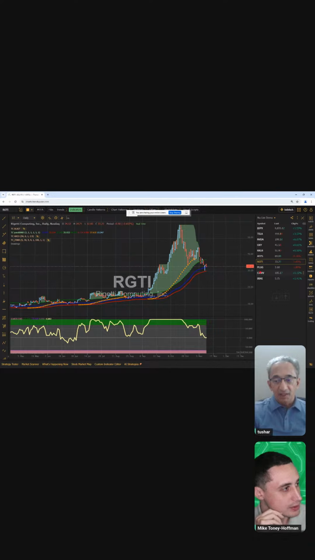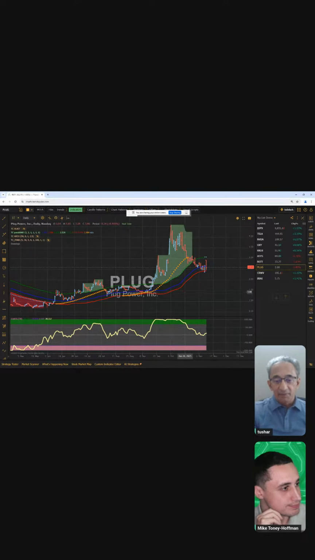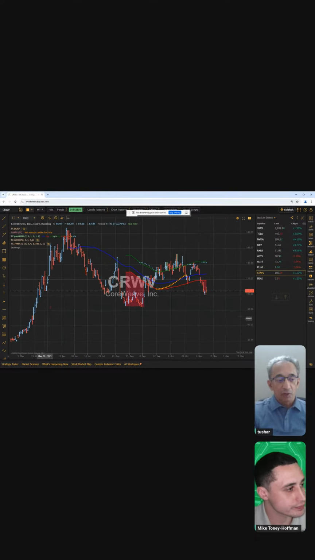And then let's look at Plug Power. Same thing, just like Rigetti, strong move up. Now retracement is neutral. It's come down enough to trigger a short side move because we have the downside exit just starting to plot. And then if you look at CoreWeave, it's kind of the same story. We had this big move up, came back down, and now we had a downtrend, and we have another downtrend here.